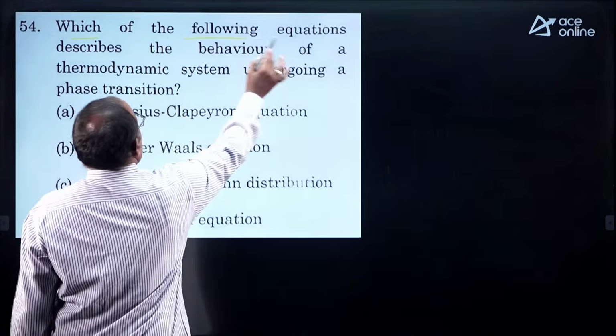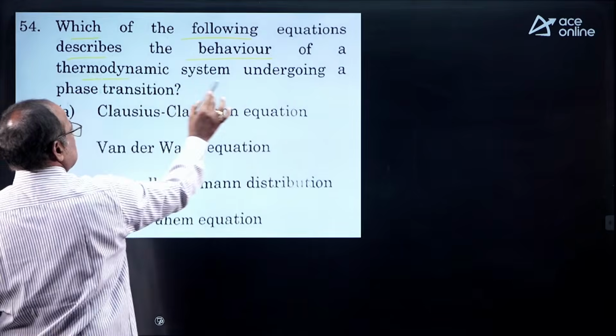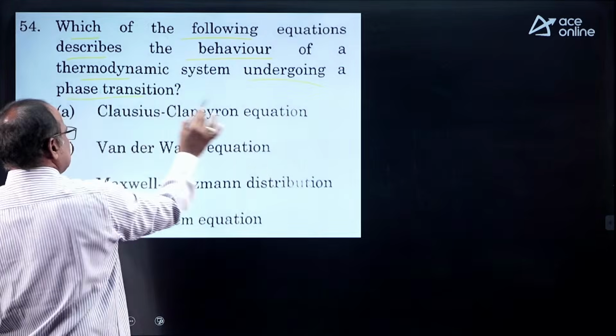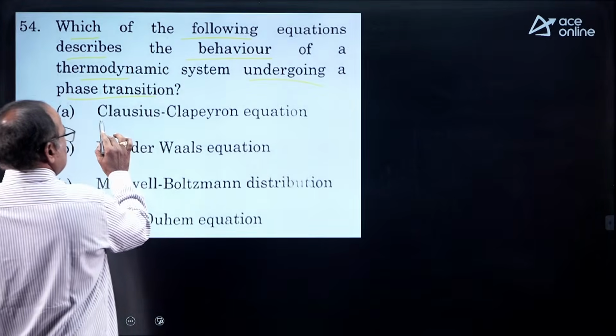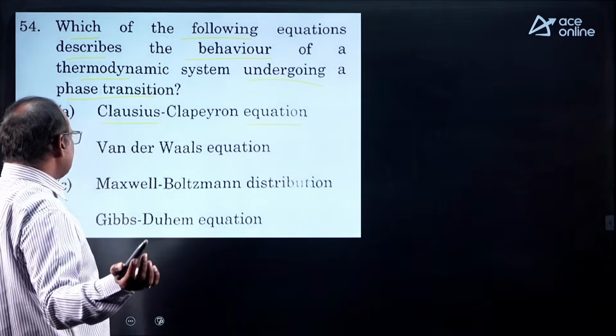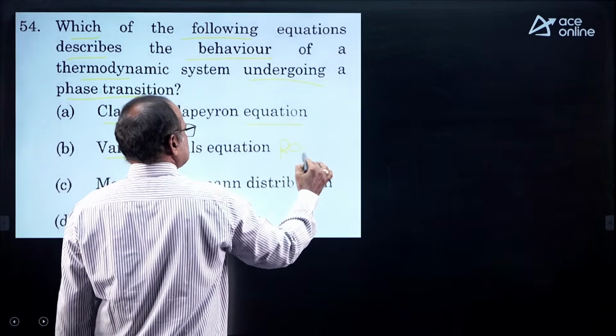Which of the following equations describes the behavior of a thermodynamic system undergoing phase change? Phase change process or phase transition. Clausius-Clapeyron equation? Van der Waals equation? Van der Waals equation is for real gas.